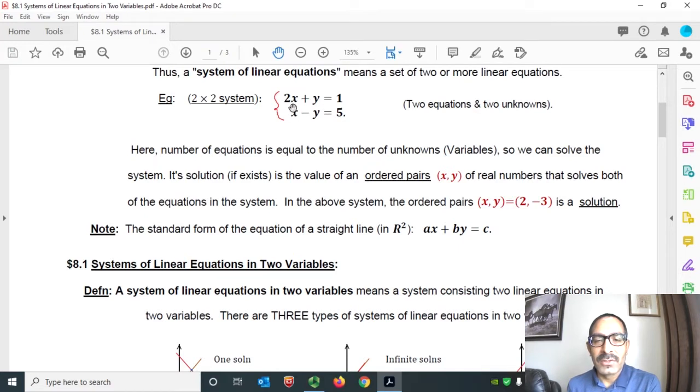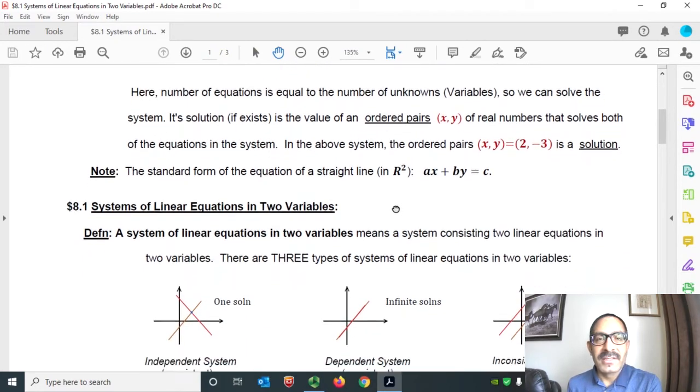Here x equals 2, so 2 times 2 is 4, y equals -3, so 4 minus 3 is 1. So we check the first equation is 2. Now for the second equation, put x equals 2 again and y equals -3. So minus and minus is plus, so 2 plus 3 is 5, so 5 equals 5. Check the second equation. Great.